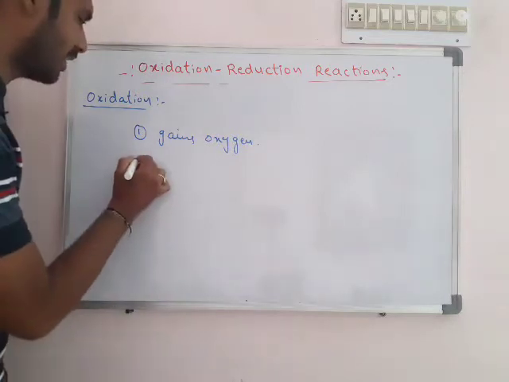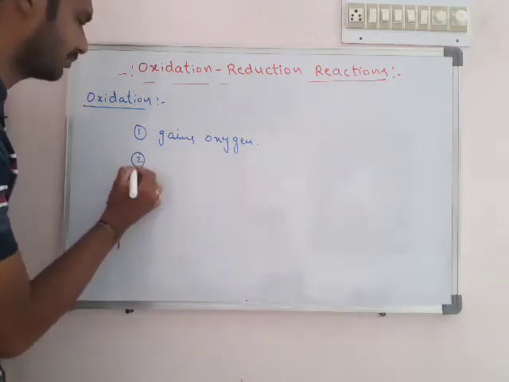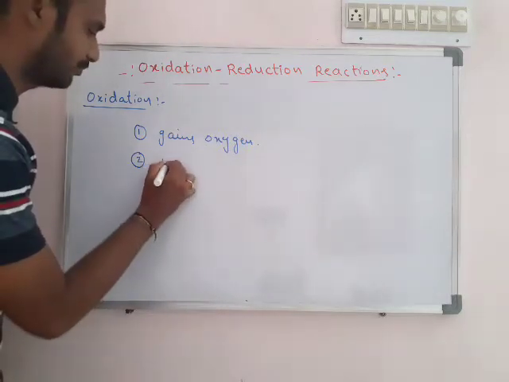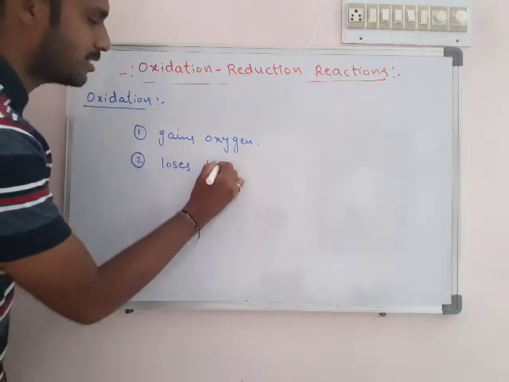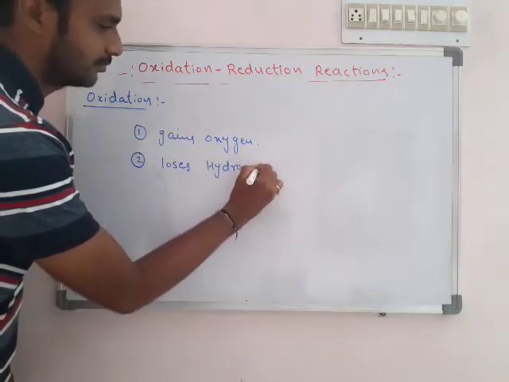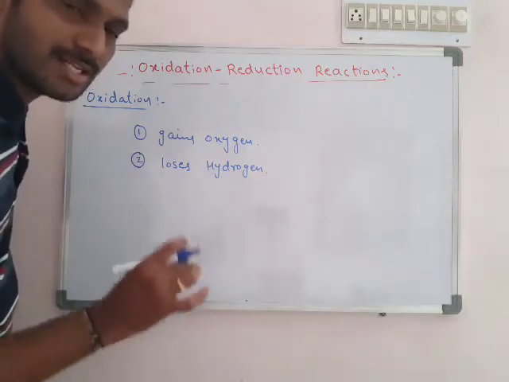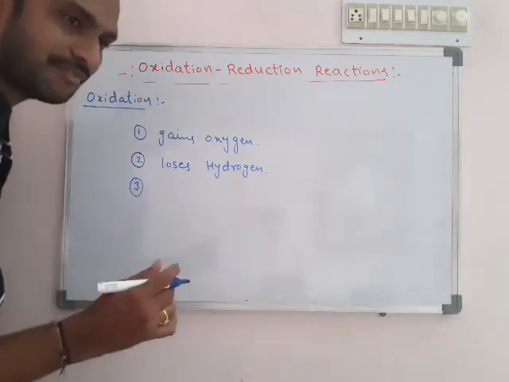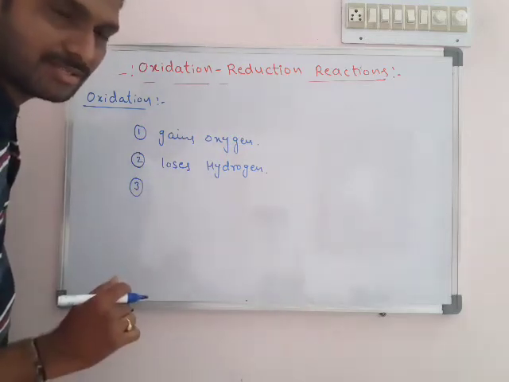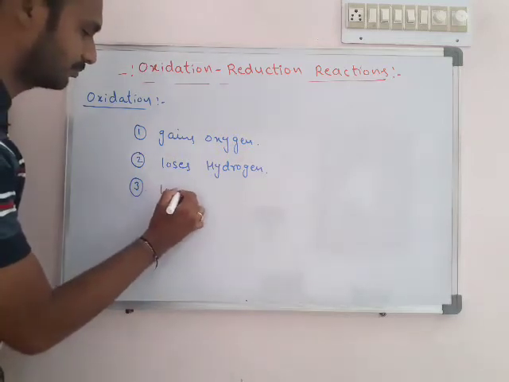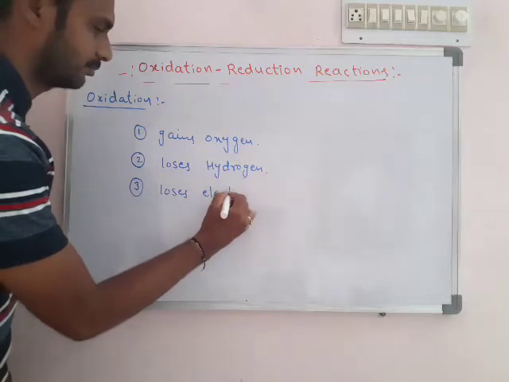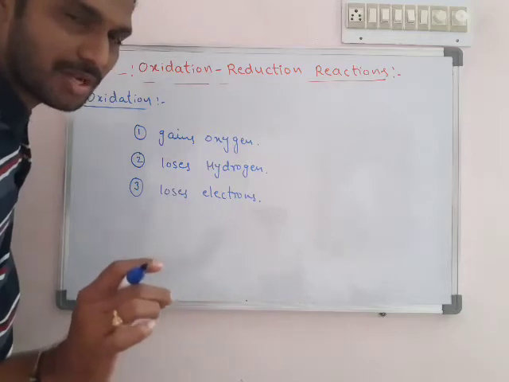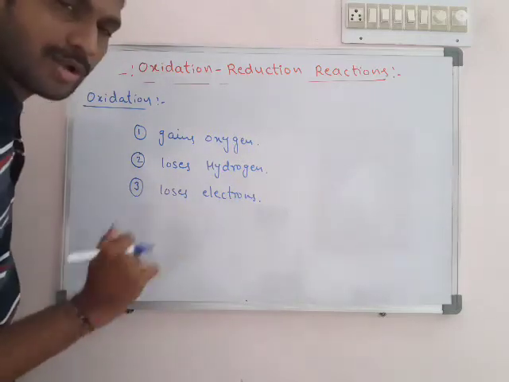Or in other terms, we can say if an element or a chemical species loses hydrogen, that is also known as oxidation. And even one more definition is there. If an element loses electrons, that is also treated as oxidation.